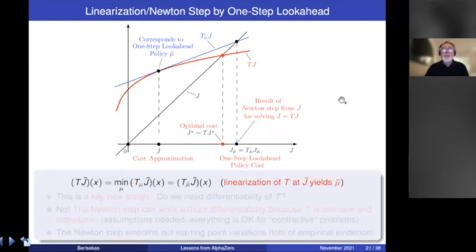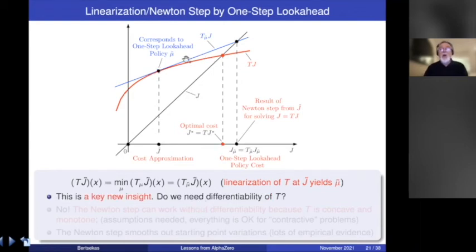And here is how it relates to one-step look ahead. Now, in one-step look ahead, what we do is we have a J tilde, a cost approximation, and we find mu tilde, a one-step look ahead policy, which is obtained by minimizing over all possible policies. So what one-step look ahead does is it linearizes T at J tilde and obtains this blue operator, which is the look ahead policy mu tilde.